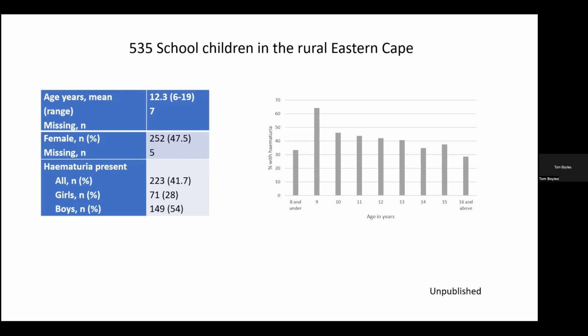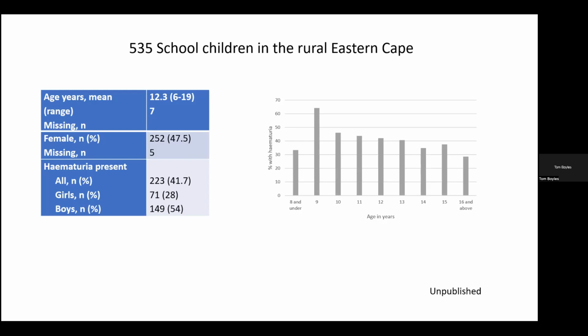We dipsticked the urine for blood, and any that were positive we treated with praziquantel, and we excluded menstruating girls from this study. What we found: we looked at 535 kids, mean age of about 12, slightly more boys than girls, with 47% girls. We found hematuria in 42% of these children, with the same distribution that we saw before, 54% of the boys and 27% of the girls. If I showed you the age disaggregated by gender, you'd see the same thing. Unfortunately, this is yet to be published.